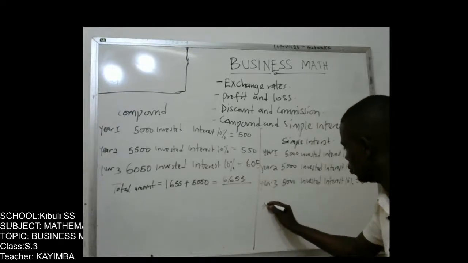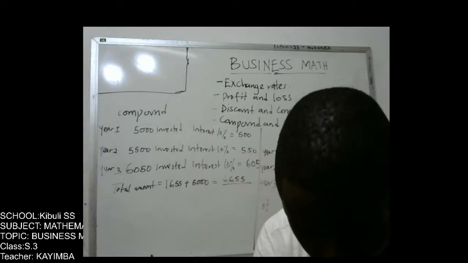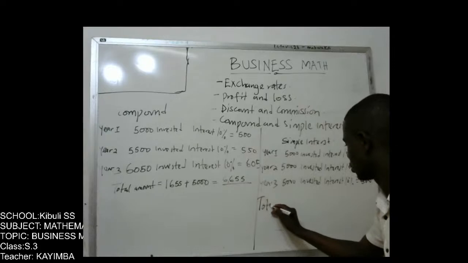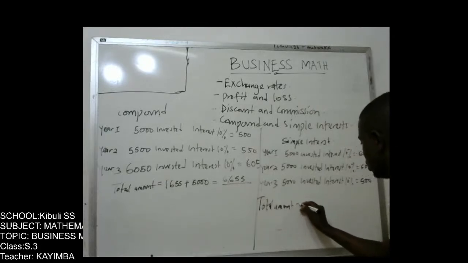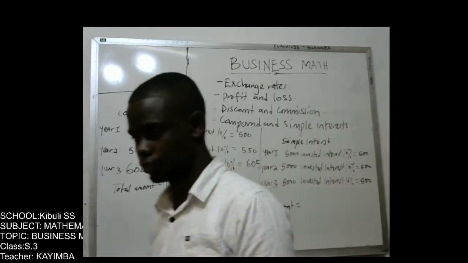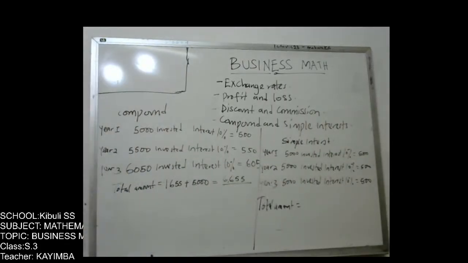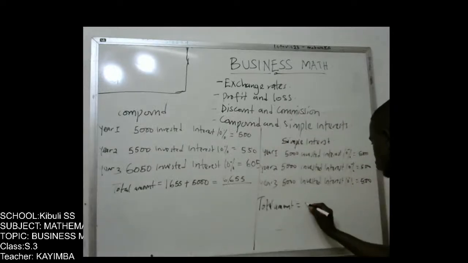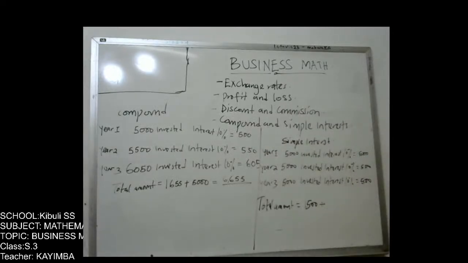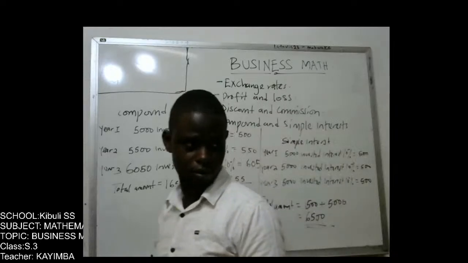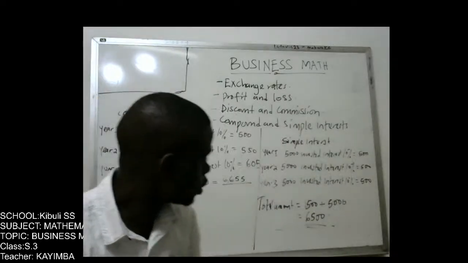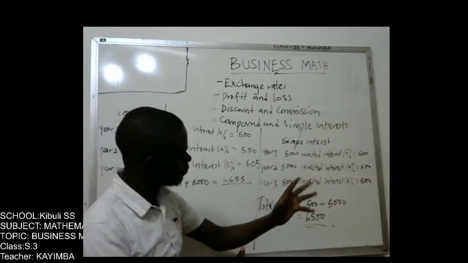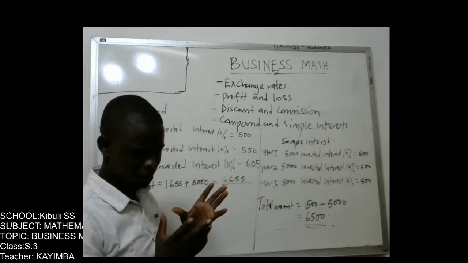So the total amount will equal 1,500 plus 5,000, and it will give us 6,500. You see that this person will get more money than this, okay? Now, the difference between these two is that for a simple interest, the only difference is that it does not change. I don't know whether you get the difference.